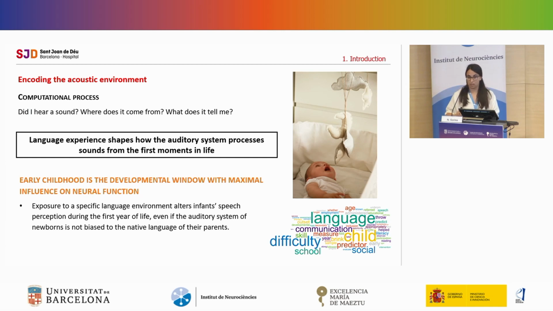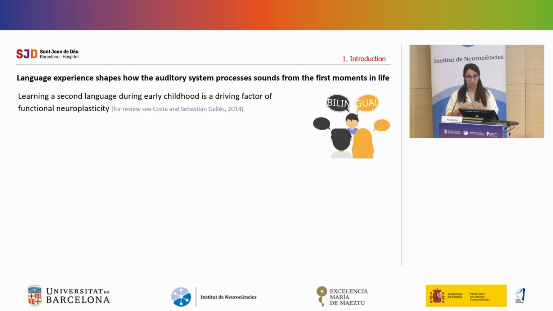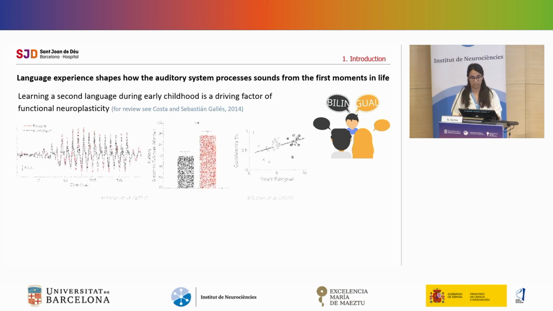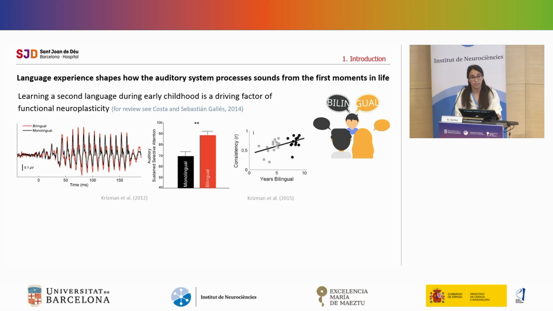But the question we're wondering is, what happens with learning a second language? Here we are really used to speaking Catalan and Spanish simultaneously. It has been observed that learning a second language during early childhood is a driving factor for functional neuroplasticity. And in adults, it has been observed that people who are bilingual have enhanced responses to sounds, and also enhanced sustained selective attention, both auditory and visual. And actually, the years of bilingualism of a person correlate with the neuronal firing consistency of the auditory system.